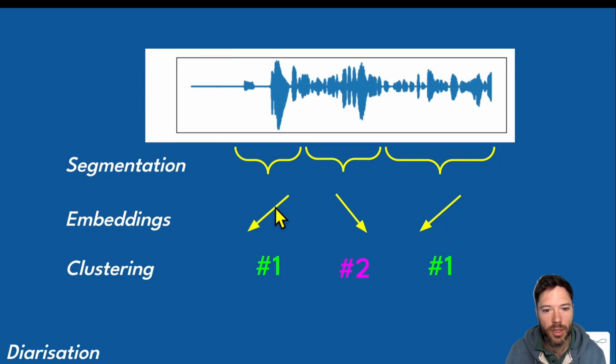And once you have segments, you get an arrow, which represents the style of each of those segments, and then you do clustering. So here I've got two arrows drawn in the same direction, so I'm clustering those as part of the same turn, and I'm clustering this other arrow in a different direction as the second speaker.